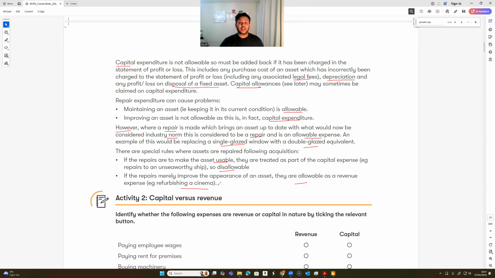So the definition here is, if you make an improvement, and because of the improvement it increases the efficiency of the asset, in this case it is not allowable expenditure because it is a capital expenditure. But if you only change a little bit, or do some painting, or some maintenance, just to maintain the standard of the asset, then it is repair and maintenance. It will be revenue expenditure and it is an allowable expenditure.